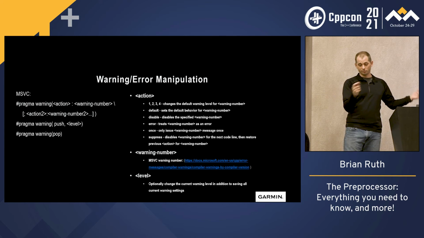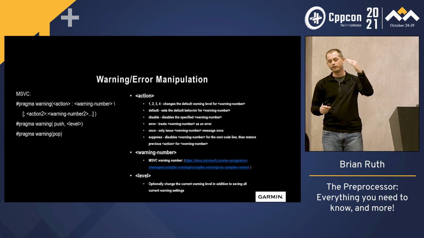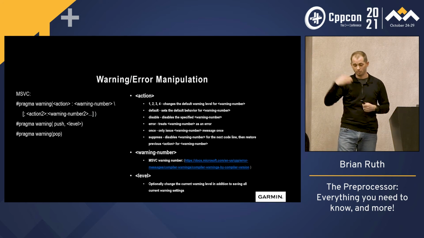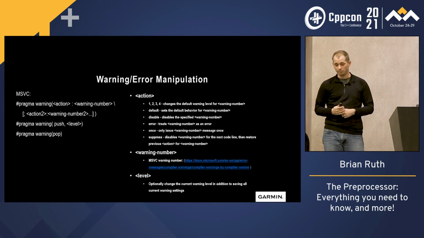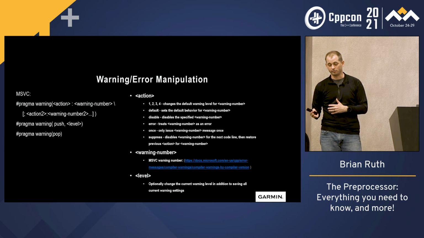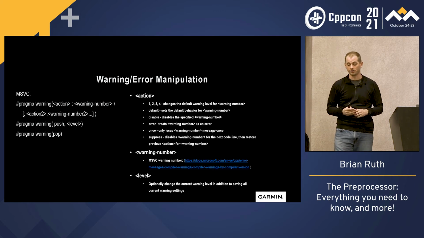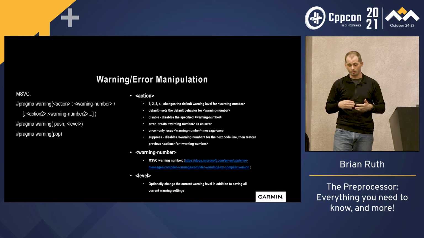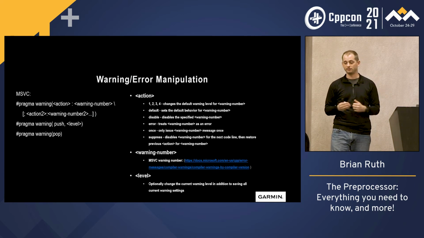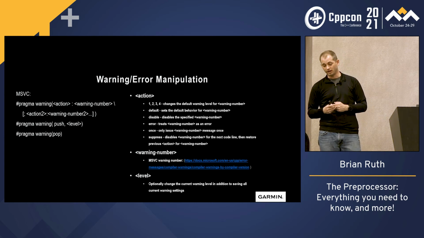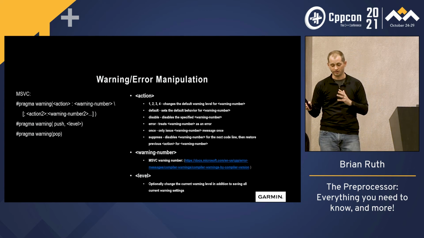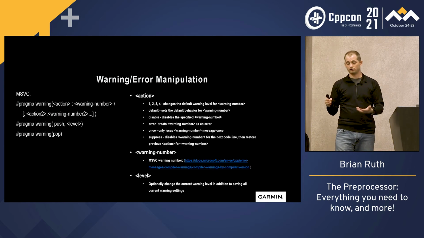For MSVC, a little bit different. MSVC has multiple warning levels that you can introduce. It's got 1, 2, 3, 4, 4 being the most pedantic, 1 being the most permissive. So that's going to change your current warning level for the section of code you're working with. Default is going to set whatever the default behavior was, whatever you had it set to by the compiler itself. Disable is going to actually disable a particular warning number. MSVC has the different warning numbers that you can enable and disable. Error treats it as an error.